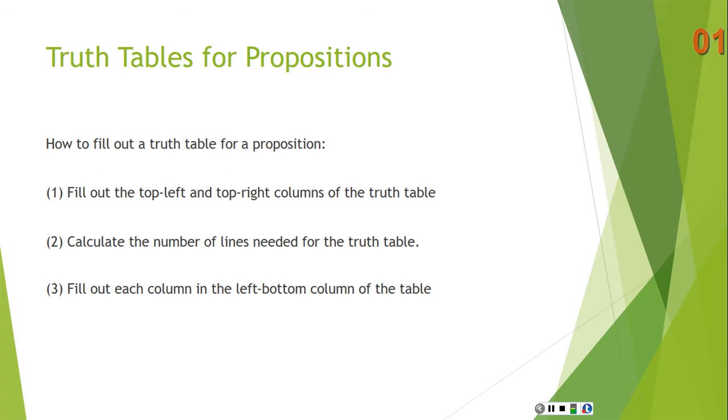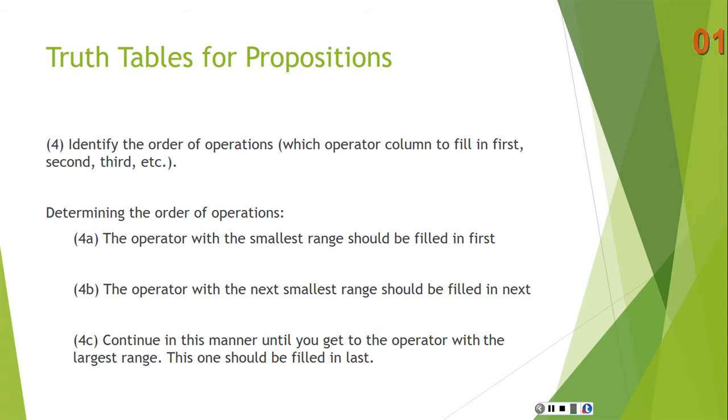Alright, so first I'll list the steps for filling out a truth table for a proposition, and then I'll give you an example. So the first step is to fill out the top left and top right columns of the truth table. The second step is to calculate the number of lines needed for the truth table, and this would be on the bottom left column. The third step is to fill out each column in the left bottom column of the table. Four is to identify the order of operations, which operator column to fill in first, which to fill in second, which to fill in third.